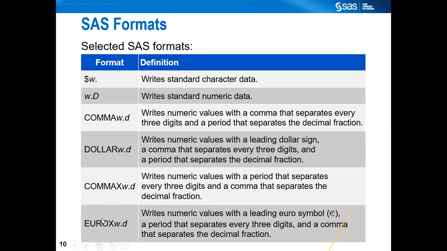So these are some of the examples. We had seen W dot, width, is also available. So it's for standard numeric data. That means you simply want numbers with decimal places. Then you can have comma with width dot decimals, dollar width dot D, comma X. Now, comma X is a format which is for your European figures.